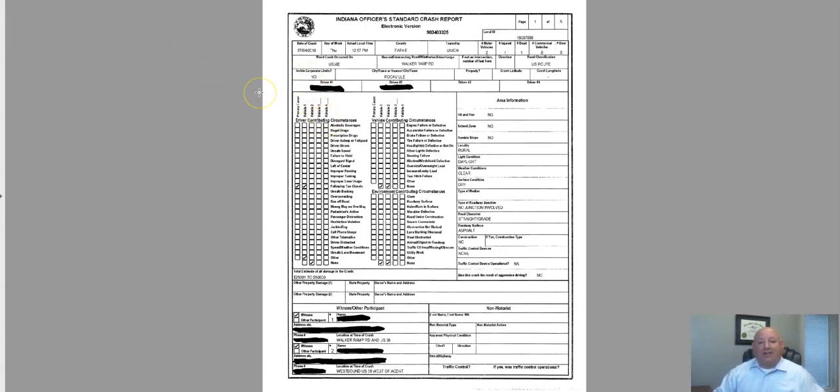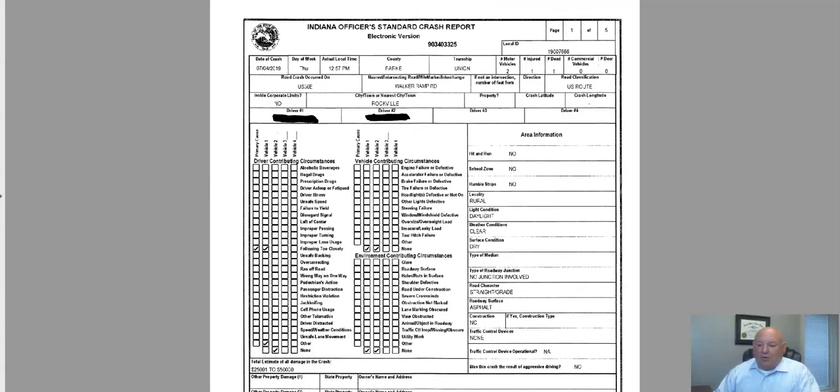This is a standardized form. If you're involved in an accident, you can access the form for your accident at a website called buycrash.com. That's B-U-Y crash.com. It'll cost you $12. You'll need to know either the number of the accident report or the name of the participant and the date of the accident in order to access it.